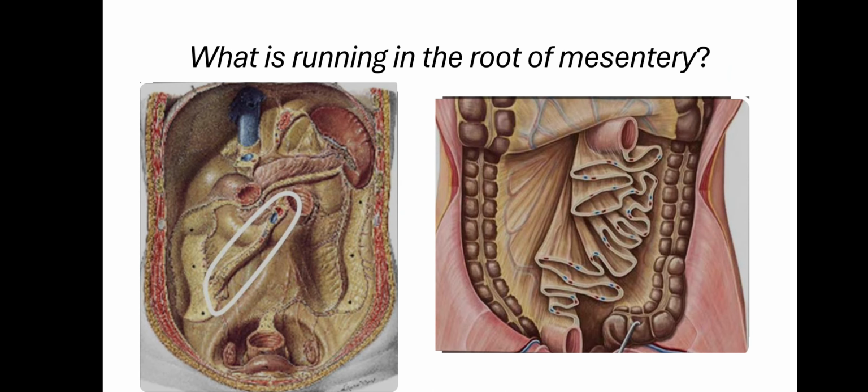So what is the content of this root of mesentery? You can see these two structures within the root of mesentery. What are those? They are nothing but the superior mesenteric vessels. The superior mesenteric artery and vein are seen within the root of mesentery.